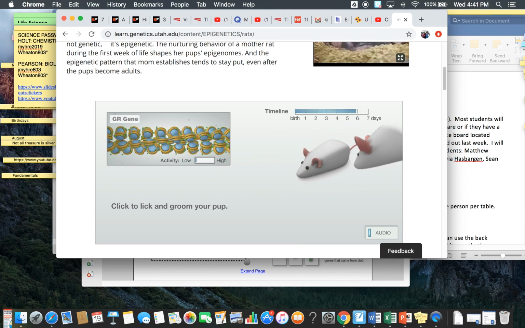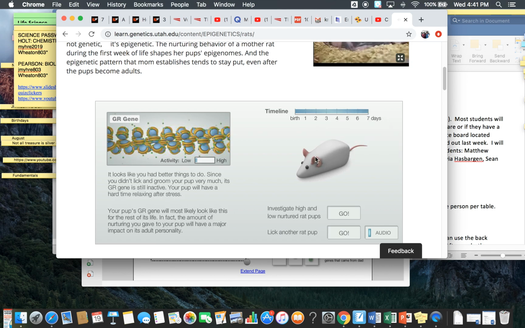And there's a piece of cheese over here. Okay, hi. It looks like you had better things to do, since you didn't lick and groom your pup very much. Its GR gene is still inactive. Your pup will have a hard time relaxing after stress. Your pup's GR gene will most likely look like this for the rest of its life. In fact, the amount of nurturing you gave to your pup will have a major impact on its adult personality.